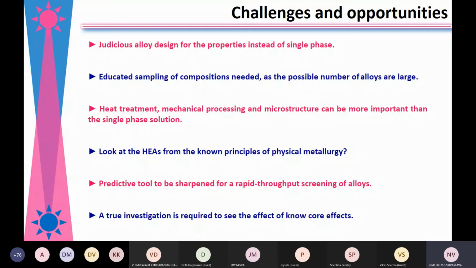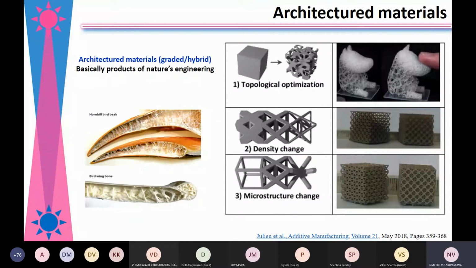Nowadays, a new area has come up, like architecture materials. On the left side, this is the beak of a hornbill bird. Inside, there are different structures you can see. And this is the bird wing bone. The total bone is low density, but inside there are different structures with these ligaments. So what makes this happen, and how do they support the whole structure of the bird? It has to be light and it has to support the load. This is a naturally engineered material.